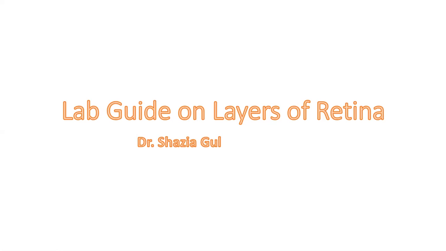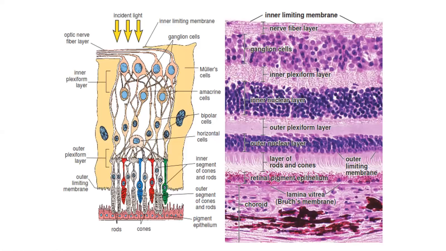So today I will tell you on the layers of retina and what are the basic structures that form histologically 10 layers in retina. So in this diagram, you are able to see on one side, there is the image and histological image, and on the other side, the schematic diagram of the retina. So by comparing these two diagrams, you can easily understand the basic structure of layers of retina.